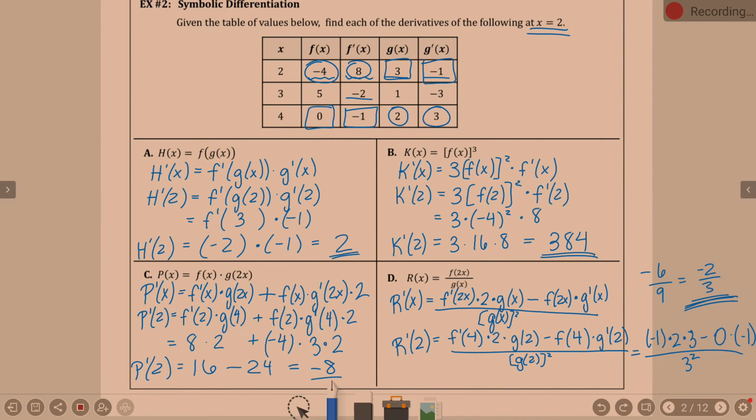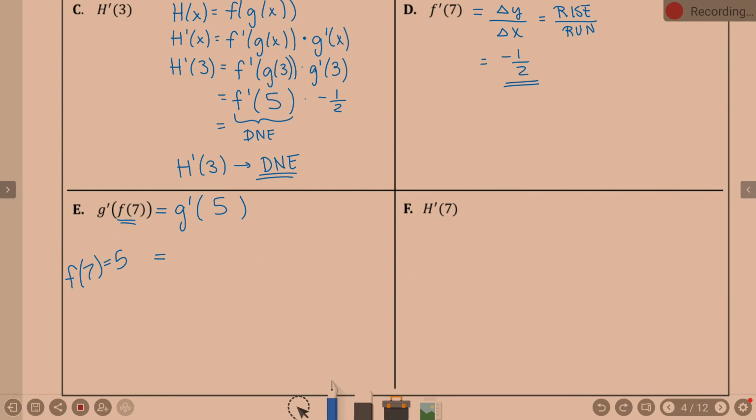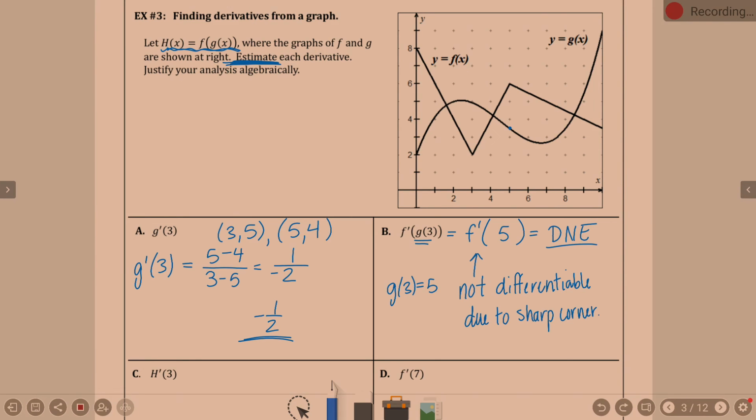Wrong way. What am I doing again? G prime of 5. Got it. The slope of g at 5. At what point does this look like this is at? Does that look like 5, 3.5? Could we use that as a point? We can. Okay. Now, to get the slope, we're obviously going to have to draw our tangent line and hit another point along the way.